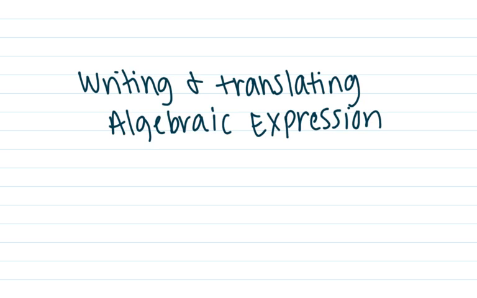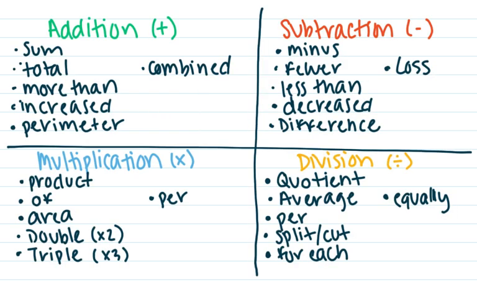So we have to be on our A game when it comes to knowing our operation words. So let's review those real quick. These are just some of the words that tell us what operation is happening. These are some of the words that if you really think about them, you should be able to kind of figure out what operation they're talking about on your own without having a list to refer to.